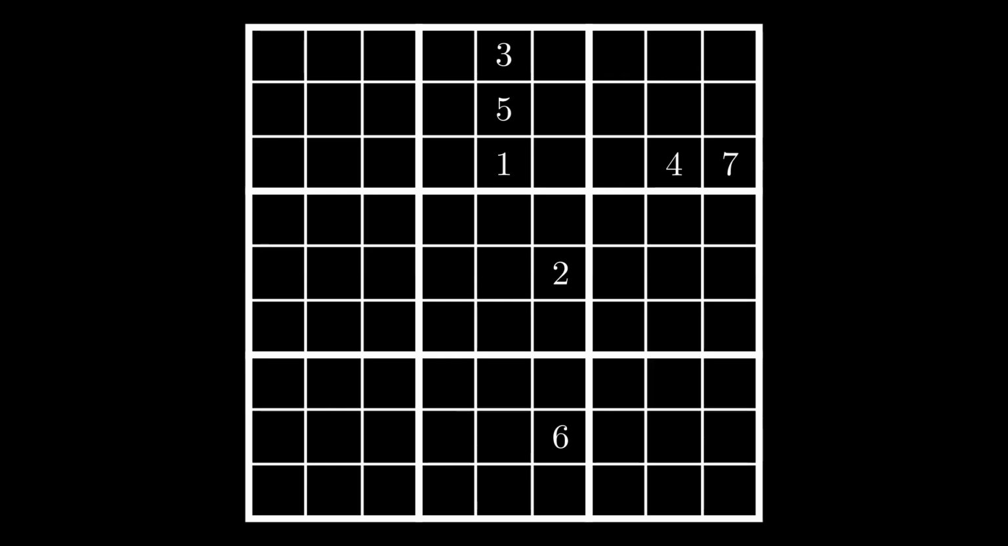To help us keep track of information as we work through a puzzle, we're going to introduce two pieces of notation. The first is called a center marking. This is a collection of numbers written in a small font in the middle of a cell. This notation is a list of the values that are still logically possible for the cell.